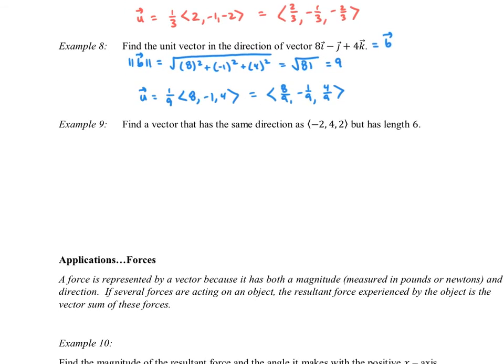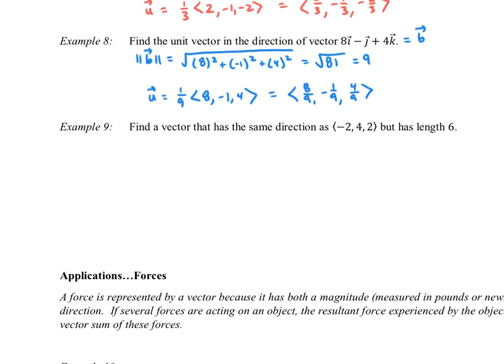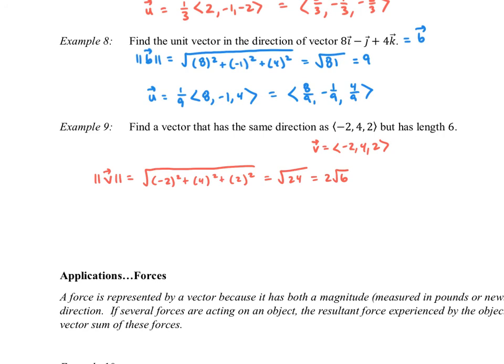So we have a vector that is the same direction as -2, 4, 2, but it has a length of 6. One of the easiest ways we could do this, let's first label this as vector v, is to first find the magnitude of v, which is going to be the square root of -2 squared plus 4 squared plus 2 squared. And that's going to give us the square root of, let's see, 24. And that's the same as 2√6. So that's our magnitude currently.